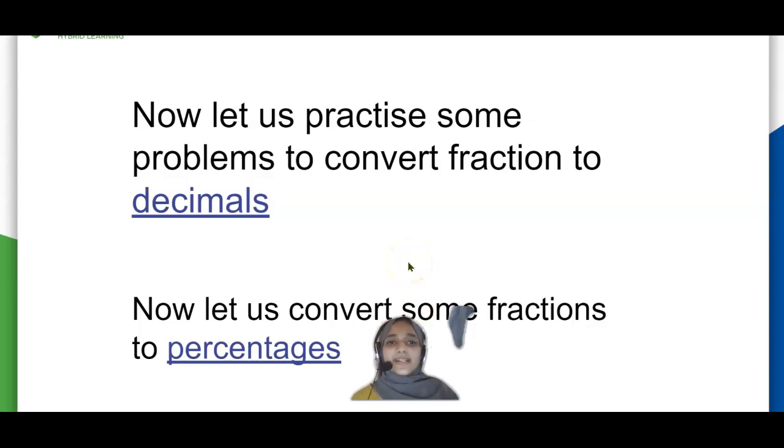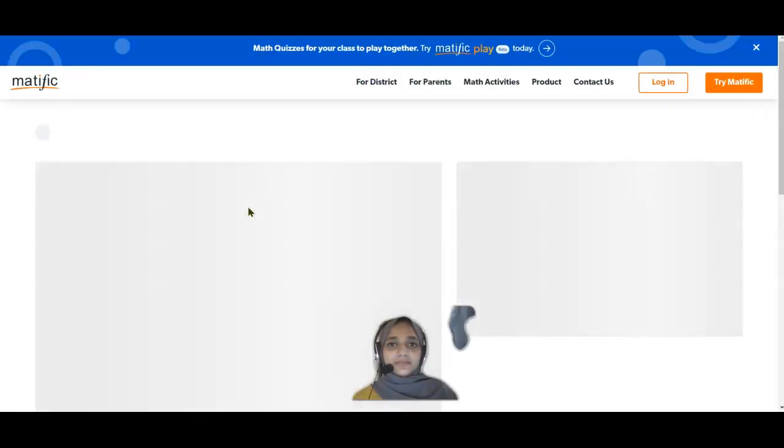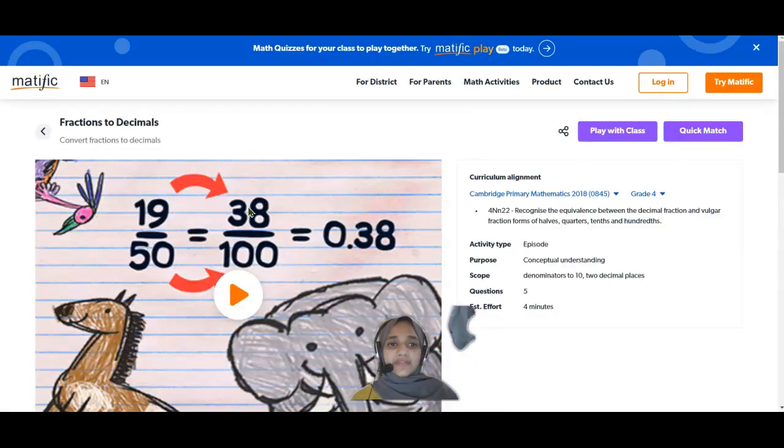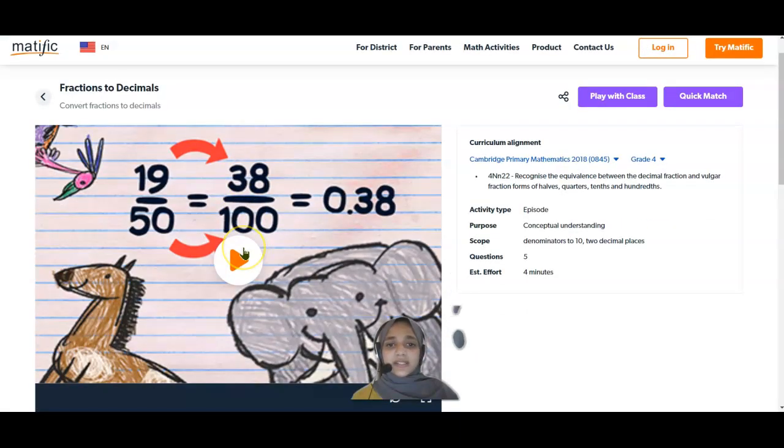Now let us practice some problems to convert fraction to decimal. Okay? This is a scientific activity, and by this we can study how to convert decimal to fraction.